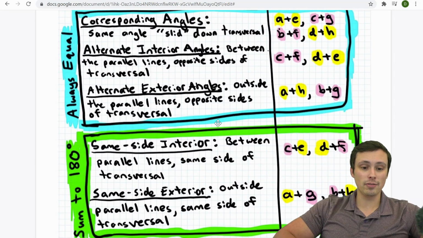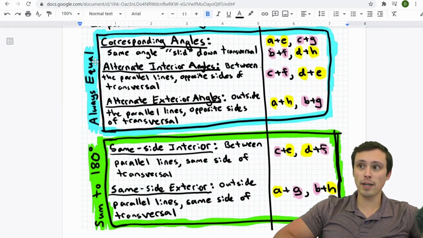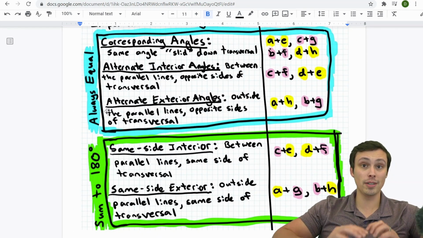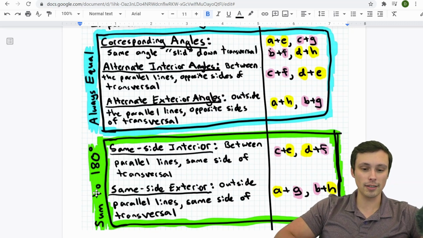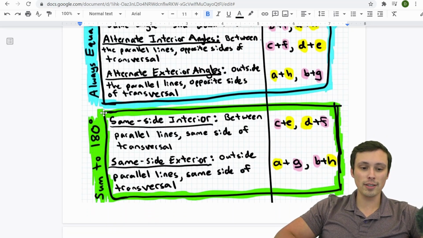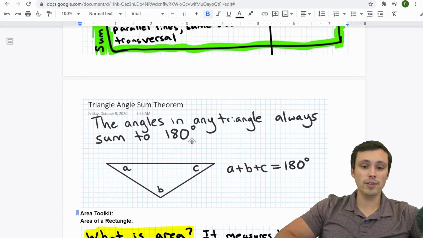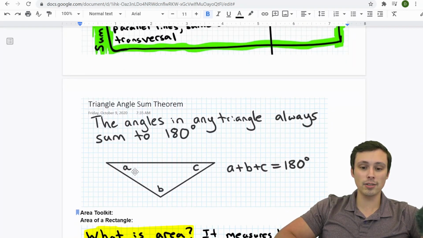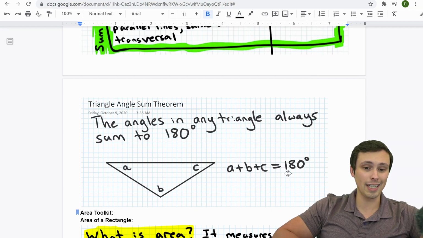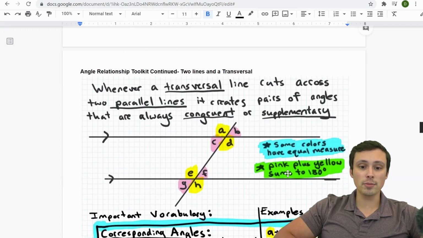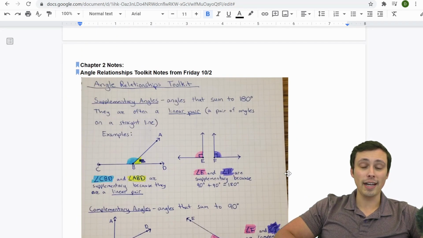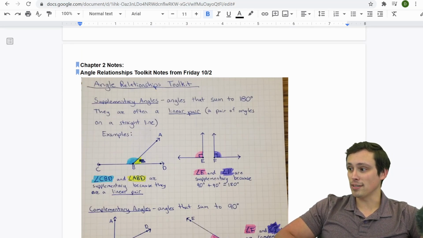You can always pause the video to look at this. I have it grouped by which ones would be always equal, so you could put an equal between them if you're doing an equation, or whether they would add up to 180. You might also run into triangles, and we've used this stuff to prove that the three angles in a triangle always add up to 180 as well. There's my help on angle stuff in 5 minutes or less.